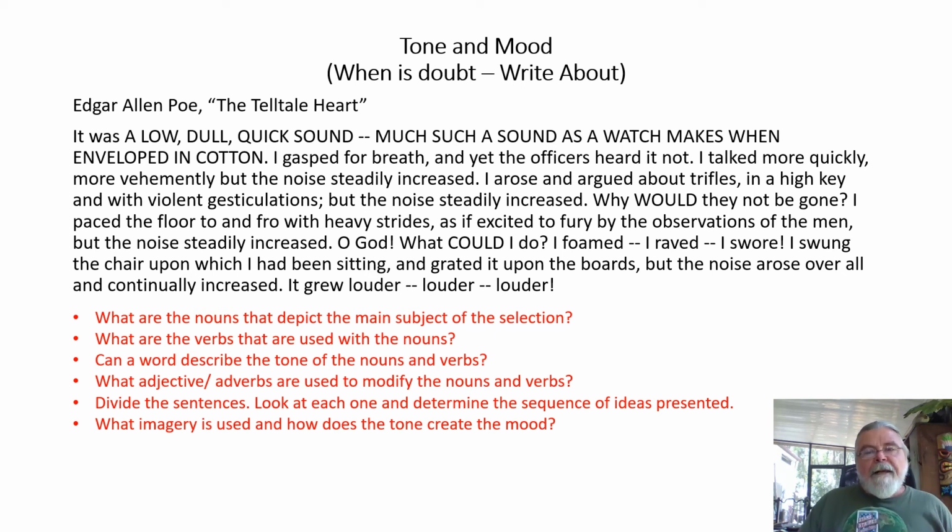All right, now I'm going to ask myself questions, as we've done in the previous examples. What nouns? What are they doing to depict the main idea? What are the verbs used with these nouns? Can the word describe the tone of the nouns and verbs? What adjectives or adverbs are used to modify the nouns and verbs? Divide the sentences. Look at each one and determine the sequence of ideas presented. What imagery is used and how does the tone create the mood? These are questions that you ask as you're reading something because you're going to write about it.